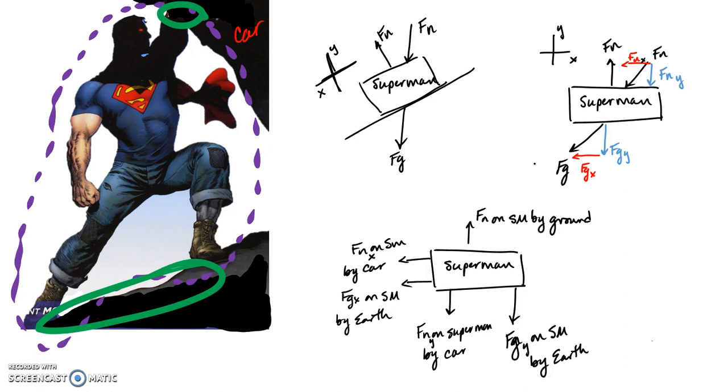So if you look at this, this is a total static system. So I'm thinking that the entire system has no acceleration. So therefore, the entire system just has constant velocity. So that means that all of my forces must be balanced.